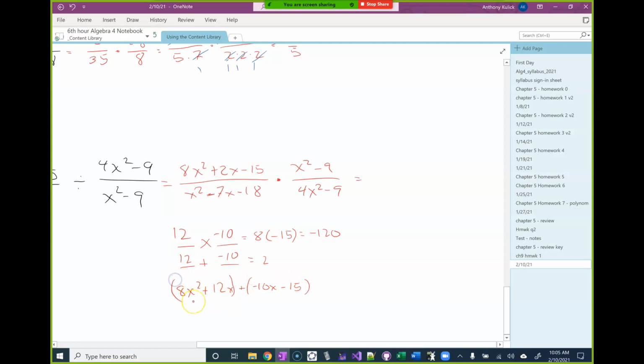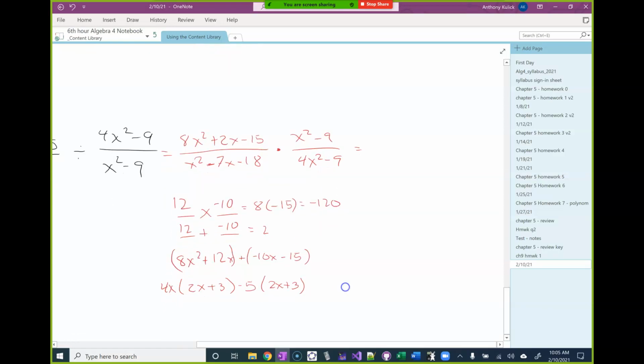So we can use that to set up our grouping. Right? Do we remember doing this from chapter 4? Okay, so from 8x squared plus 12x, we can take out a 4x. And from negative 10x minus 15, we can take out a negative 5. So that leaves us with 2x plus 3 times 4x minus 5.